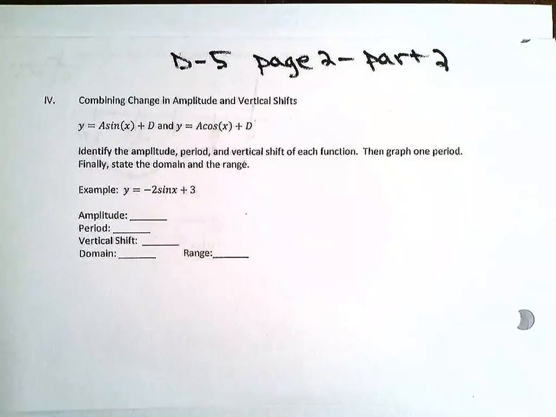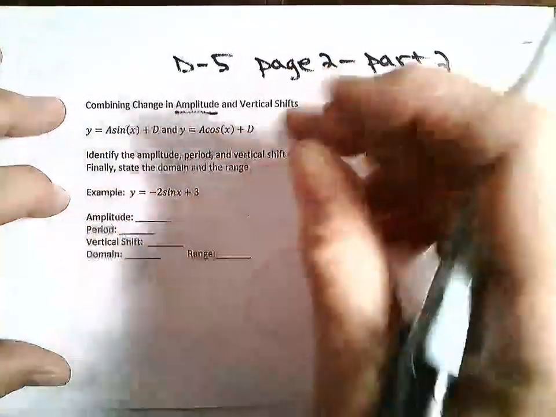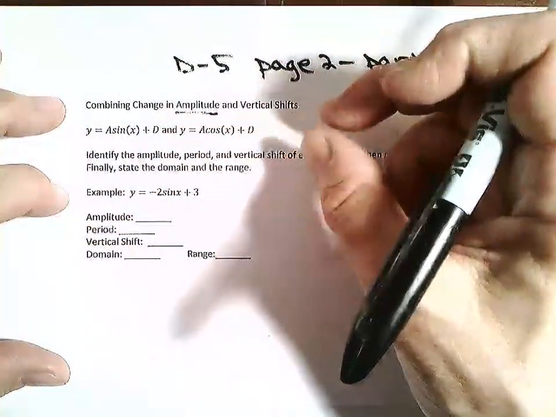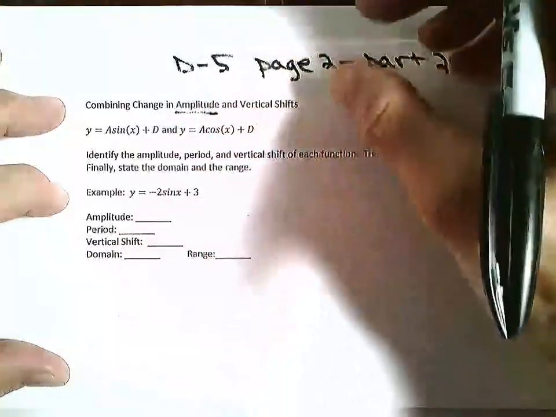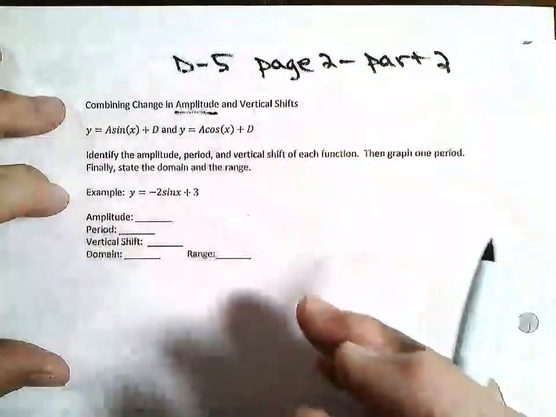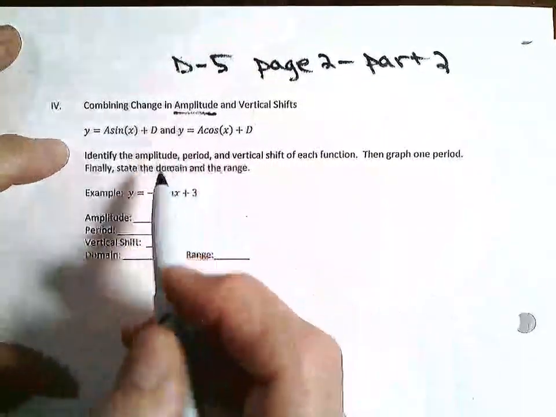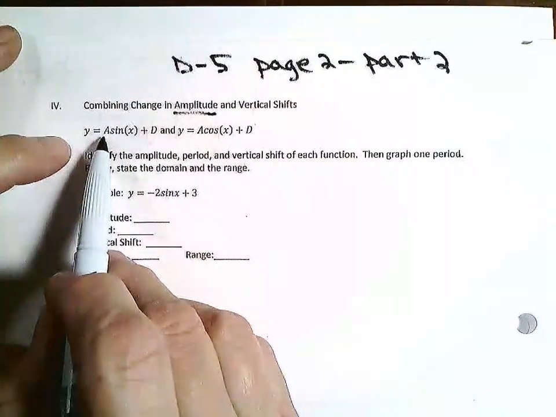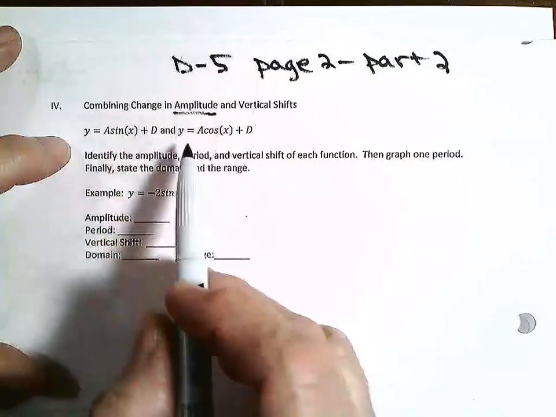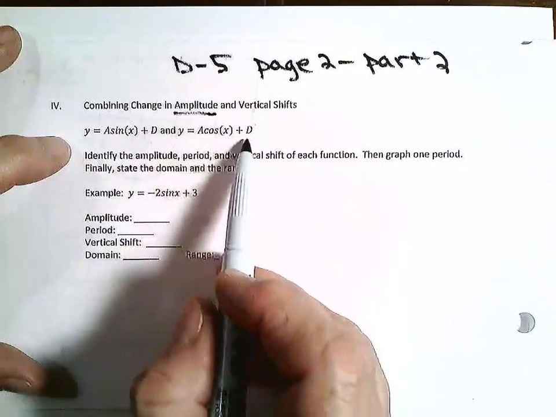And in this section, we'll be combining a change in amplitude and also a vertical shift. So a change in amplitude, remember, is a vertical stretching or compressing. And then the vertical shift, of course, is shifting it up or down. And so we're combining the two vertical elements when we do this one. So the form of these functions is going to be y equals a times the sine of x plus d, or y equals a times the cosine of x plus d.